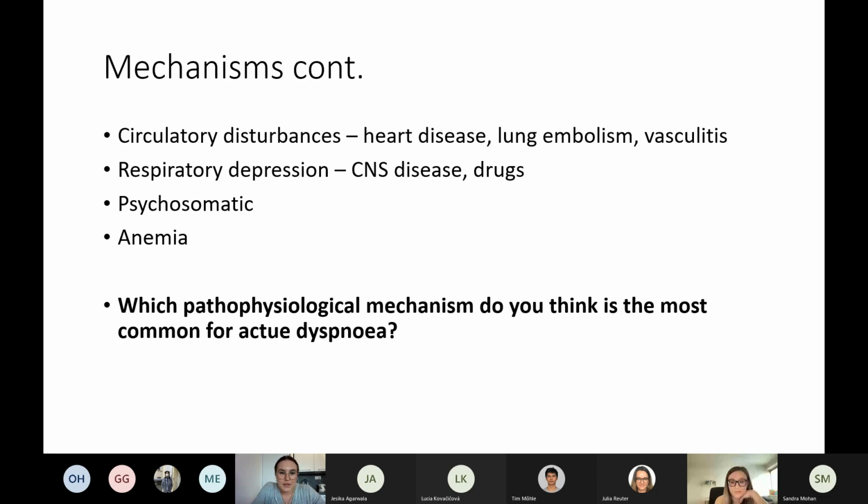And then you have circulatory disturbances such as heart disease, lung embolism, and vasculitis, respiratory depression from CNS disease and drugs, or for example, trauma. If you have head trauma, you can see a decreased respiratory frequency as well. Psychosomatic, for example, in anxiety and depression, and then anemia.